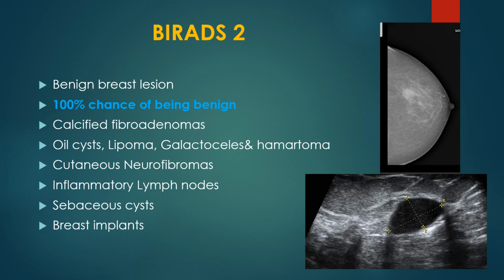And here are some examples where you can see a very well defined lesion in the glandular plane of the breast on mammography. And this is on ultrasound. You can see a simple cyst with thin walls, posterior acoustic enhancement and anechoic content. There are no solid areas or calcifications. So this again is BI-RADS 2, a simple cyst.